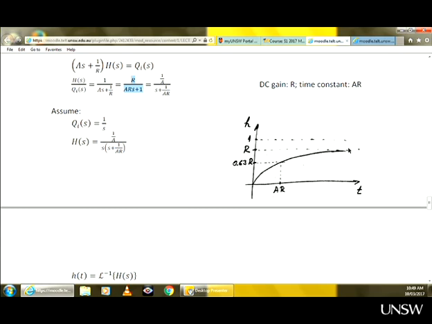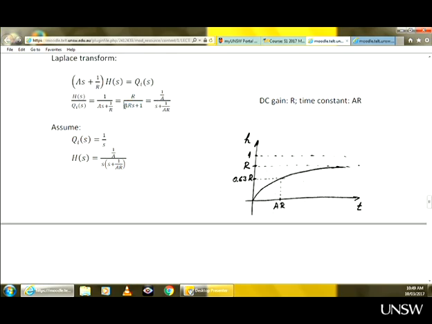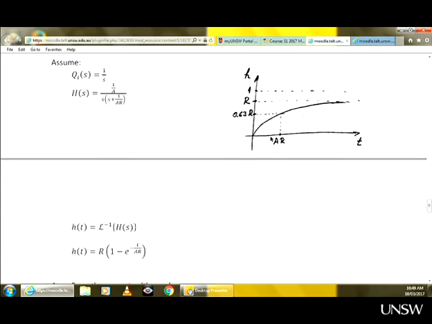Time constant. The time constant of this system is AR. That means that when time reaches the value of AR, the output will reach 0.63 of R. Not just 0.63, but 63% of the maximum value, which is R. So 63% of R. Okay.